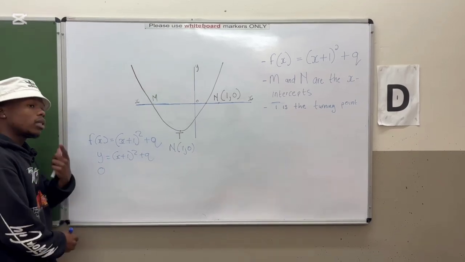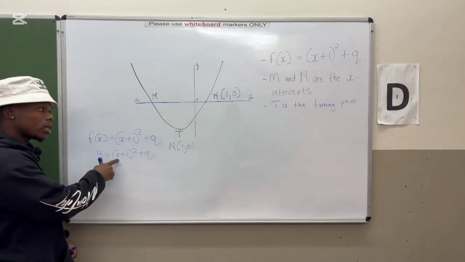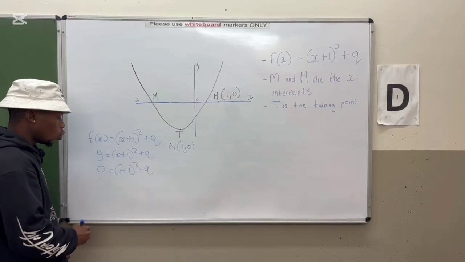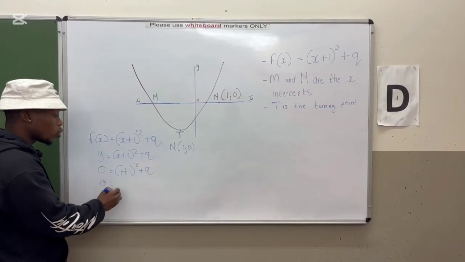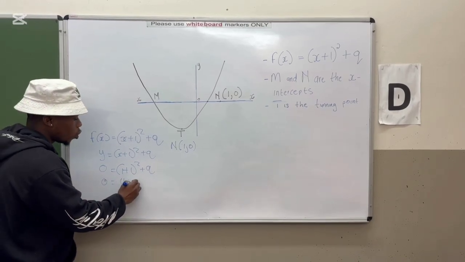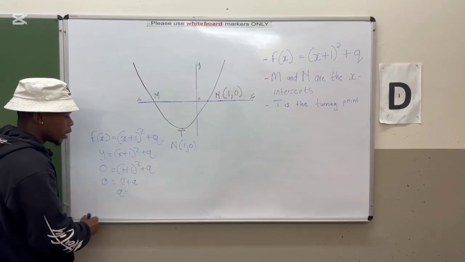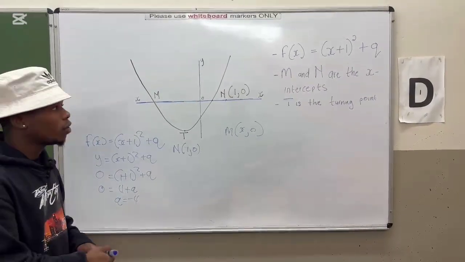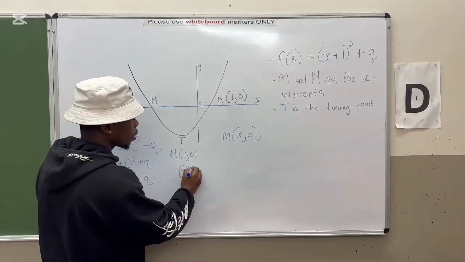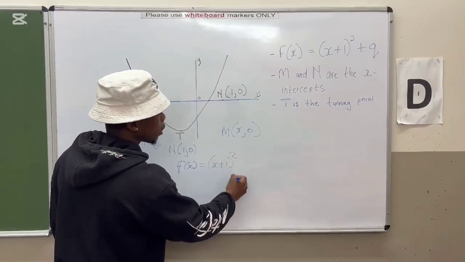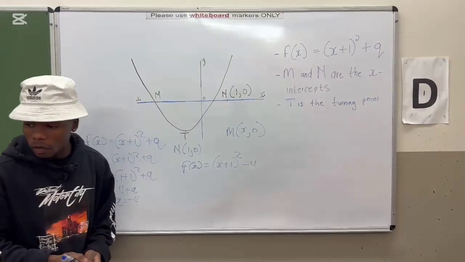This is going to be 0 is equal to, what is x? x is 1, so (1 plus 1) all squared plus q. And then I have 0 is equal to 1 plus 1 is 2, 2 squared is 4, 4 plus q. Meaning q is equal to minus 4. Now it means my function is given by f of x is equal to (x plus 1) squared minus 4.